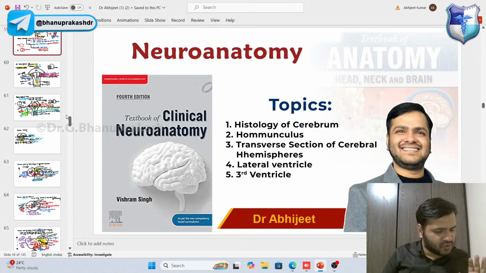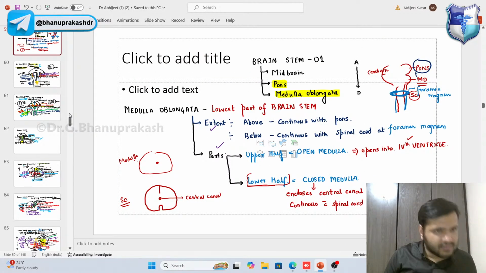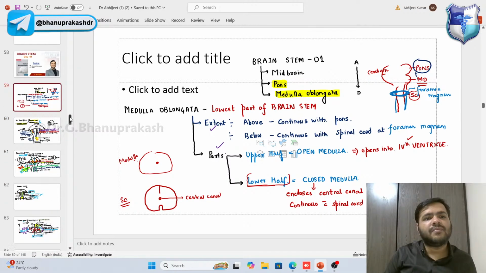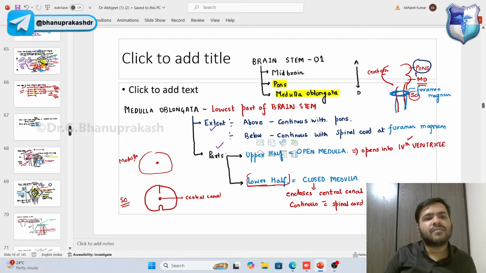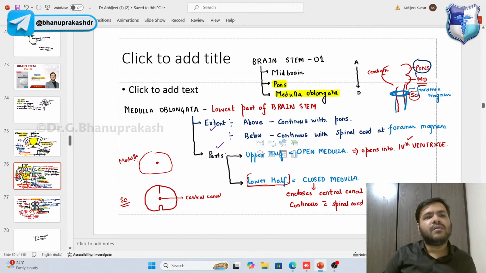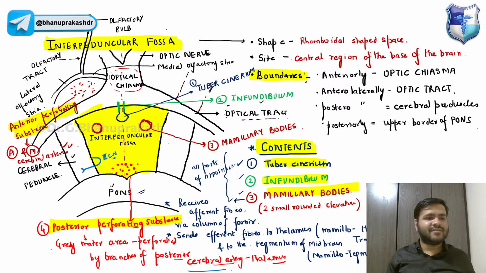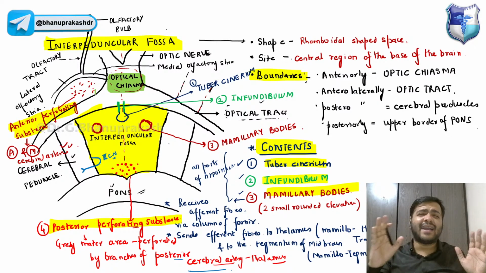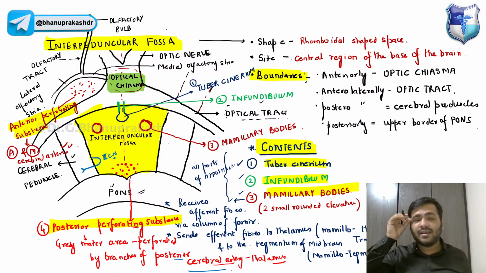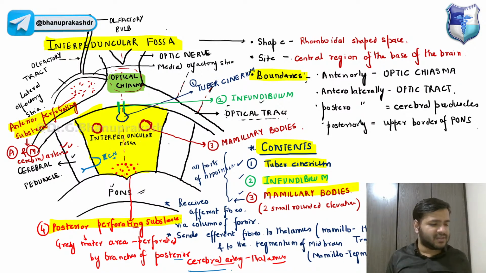Okay, let me just show you. Guys, just remember the contents of the interpeduncular fossa. You have to remember certain things over here. You already know that anteriorly we have the optic chiasma. We go from anterior to posterior, and exactly, toward the back, the whole of it is forming the floor, guys.